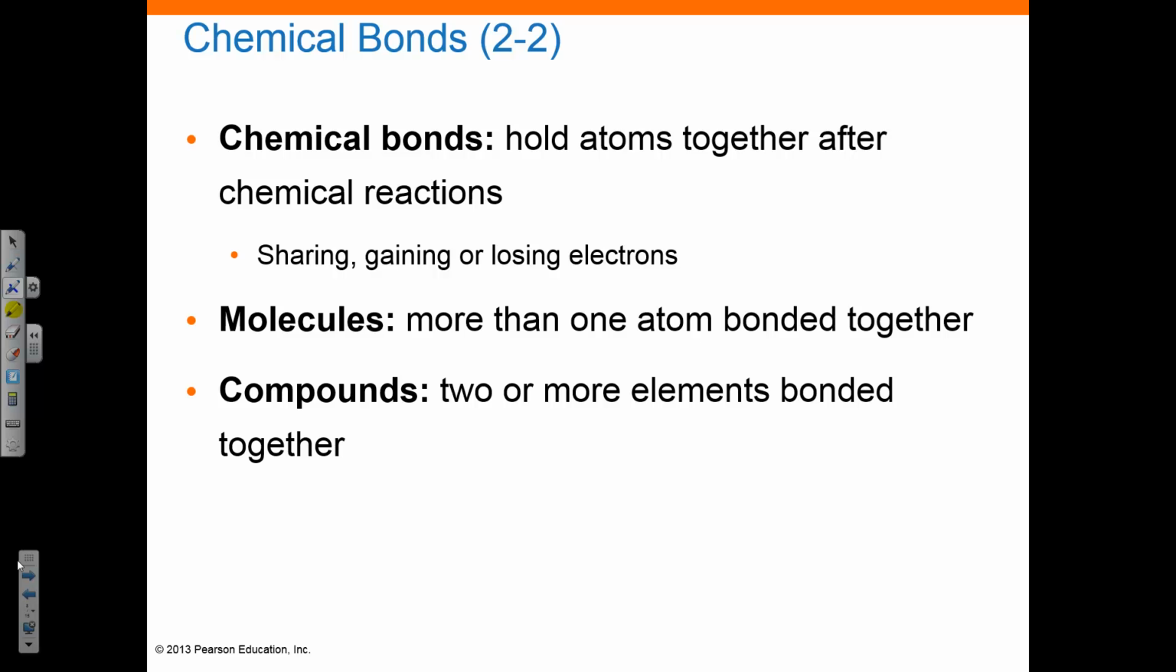The term molecule refers to having more than one atom bonded together. An example of a molecule would be oxygen gas, denoted O2. And the term compound refers to when 2 or more elements are bonded together. An example of a compound would be considered carbon dioxide. Here we see we have the element carbon as well as the element oxygen, and they are bonded together. There are several ways atoms can bond together.